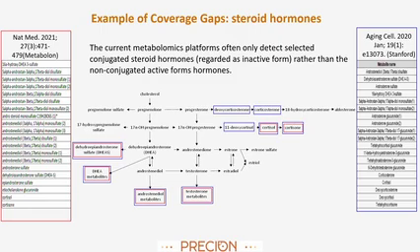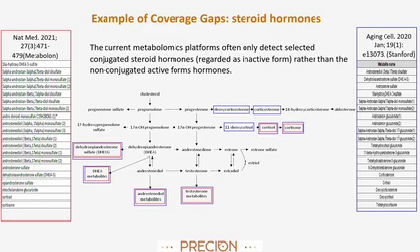This is an example of the coverage gaps on a steroid hormone pathway. The middle part is the classical biochemical pathway of steroid biosynthesis, starting from cholesterol. I simply pulled out two data sets from recent publications, one out of Stanford, and the other from a platform from Metabolome. You'll see that large parts of the steroid pathway are not covered by either platform, because of the method setup and the instrument detection sensitivity.